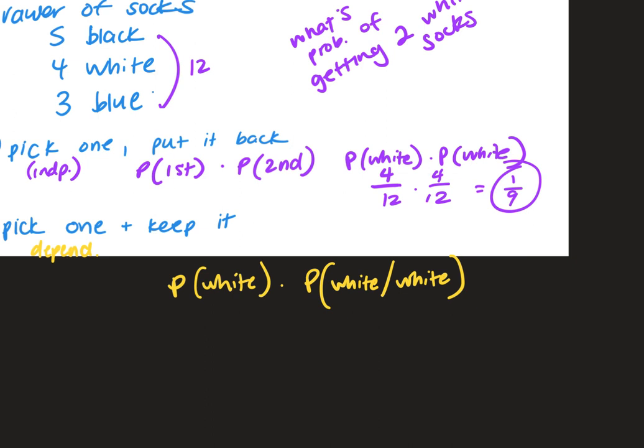So is it 4 times... It's 4 over 12 times 3 over 11. So the number of white socks changes and the number of total socks changes. Well, this actually can get reduced. That's a 1 on the top.